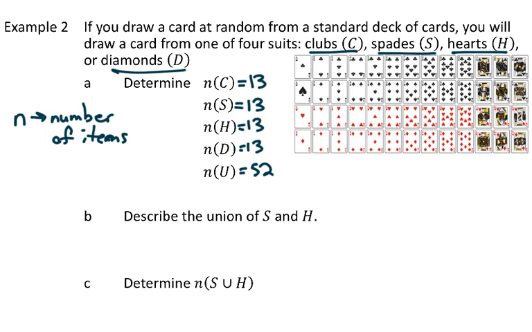Question B, where we need to describe the union of S and H. Union, commonly referred to mathematically as the word or. This would be anything that is a spade or a heart. Not both. The number of items in the spades or the hearts, we would take the 13 spades, add the 13 hearts, would give us 26 items.